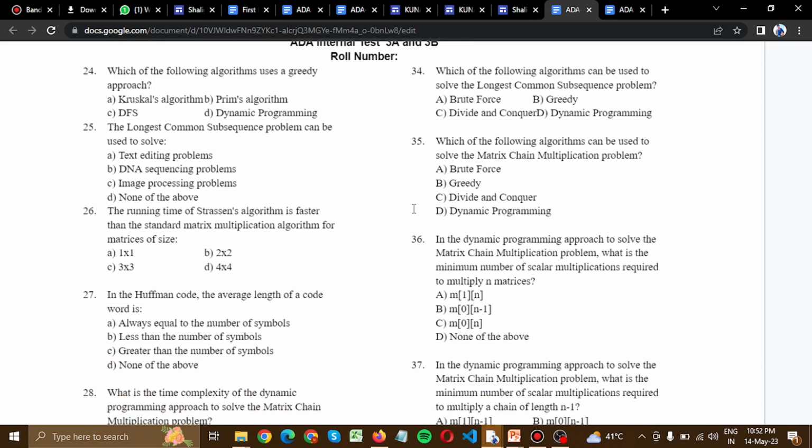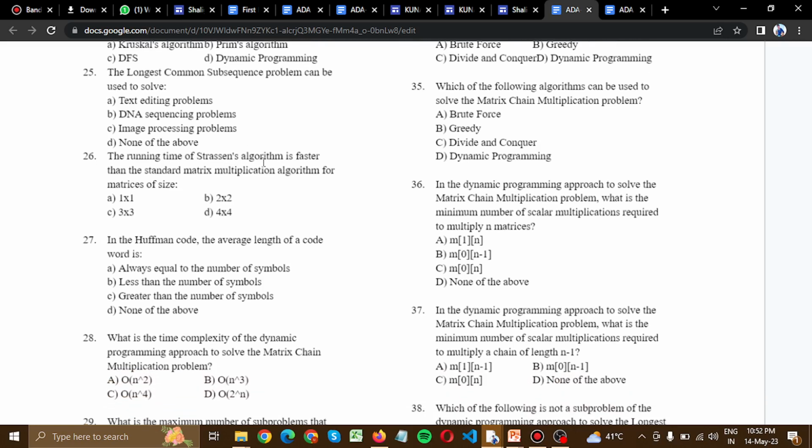Now question number 25. The longest common subsequence problem can be used to solve. So the longest common subsequence problem can be used to solve the DNA sequencing problem. It can be used to identify the similarities between two DNA sequences. So the correct option is B, that is DNA sequencing problem.